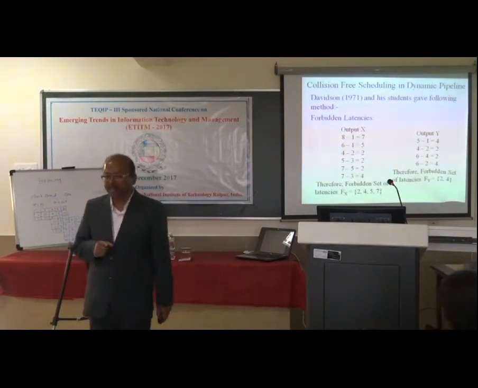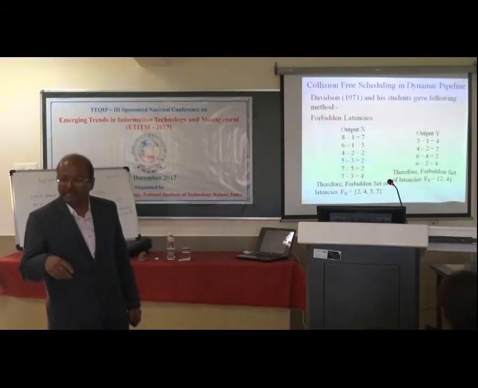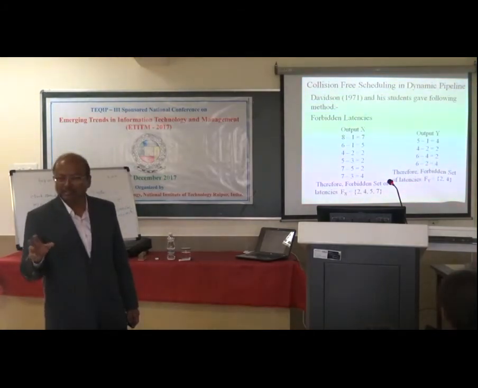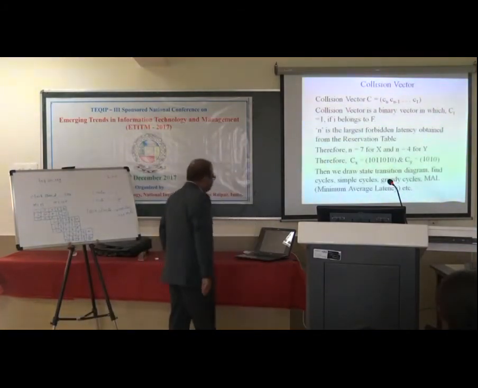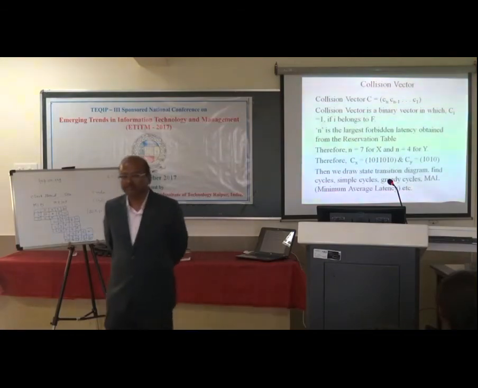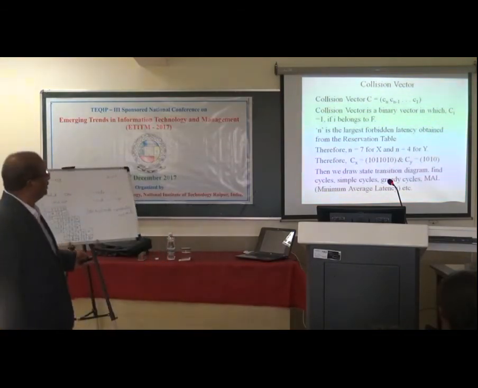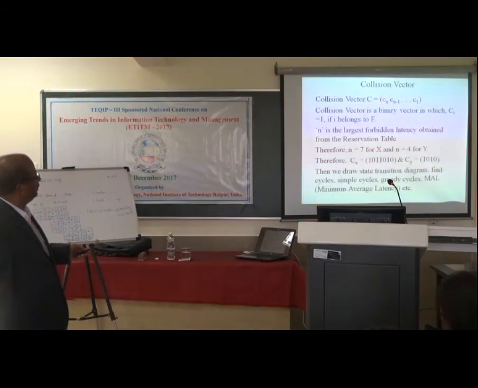These are called the Davidson method, and these are taught and asked also in the final year, fourth year, in the subject of parallel computing. So then the collision vector is known, and the collision vector is like this, C1 up to Cn. The collision vector is a binary vector, 0 or 1, in which Ci is equal to 1 if i belongs to F, and n is the largest forbidden latency obtained from the reservation table.